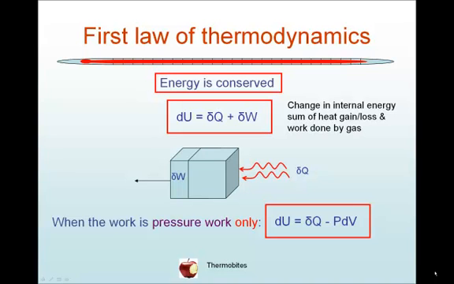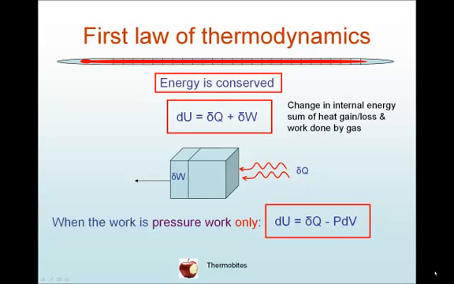The first law of thermodynamics. The first law of thermodynamics is an energy conservation equation. It simply says that energy is conserved. And it's written as dU, the change in the internal energy, as the sum of the heat gain or loss, δQ, plus the work done by the gas, δW.